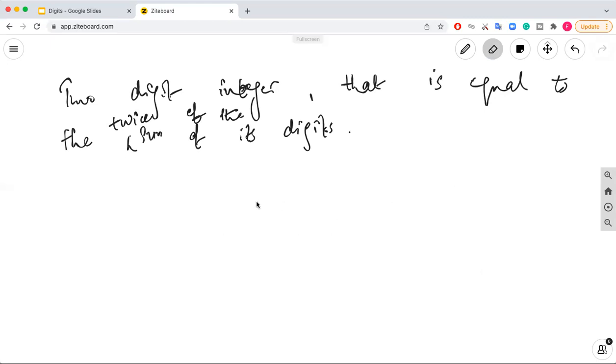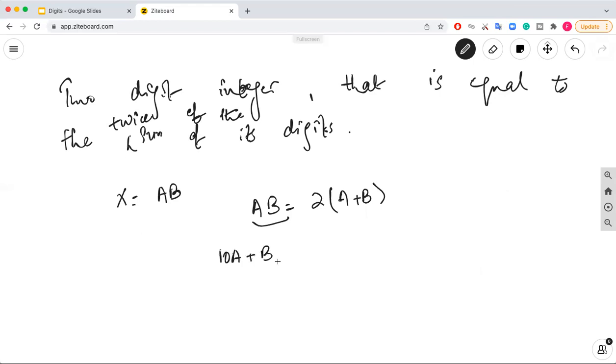Okay, so let's start. 18. Yes, 18. For example, if I consider x as that digit, and if I call that a, b, so the question is, that digit must be equal to twice the sum of its digits, right? And if I present this in digit form, 10a plus b is equal to 2a plus 2b, right? So this will become 8a is equal to b.